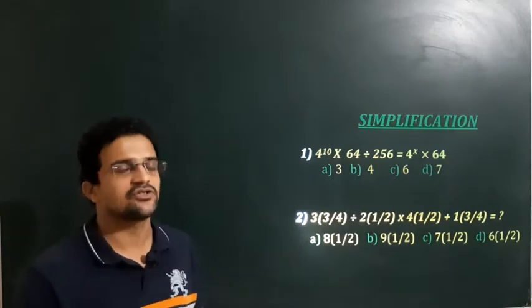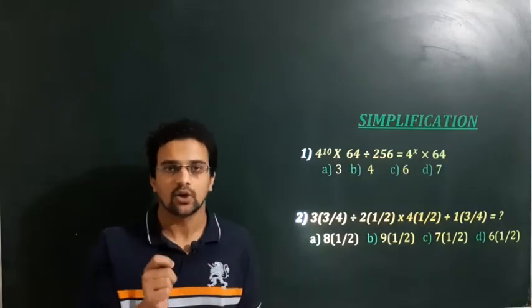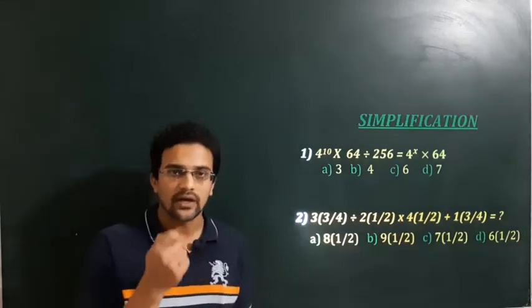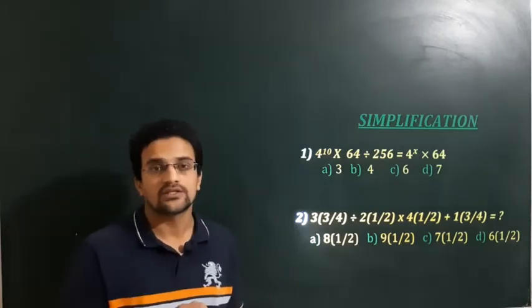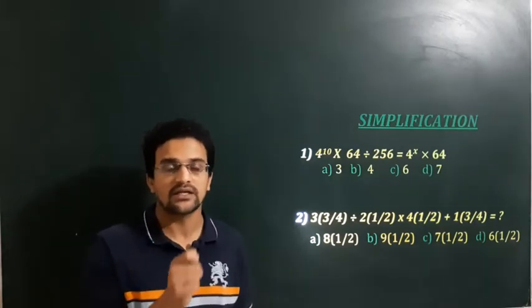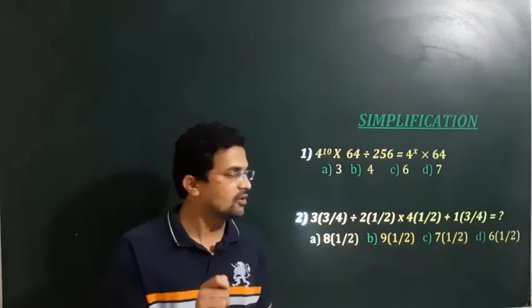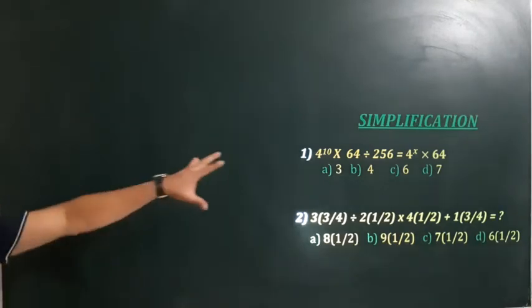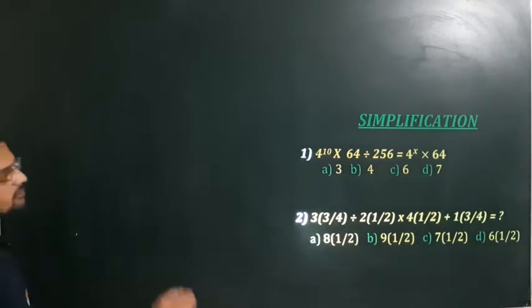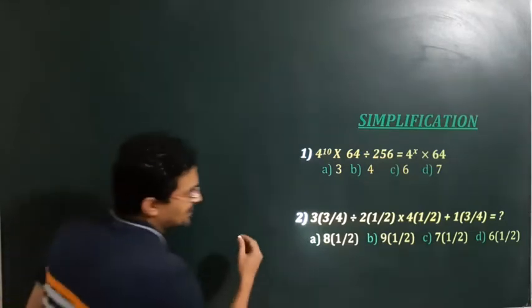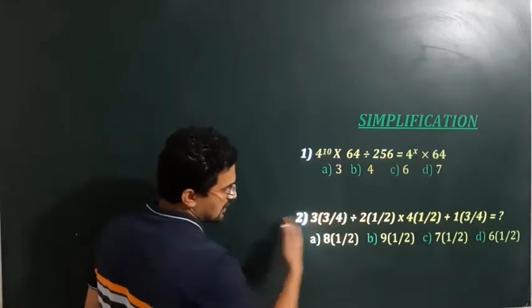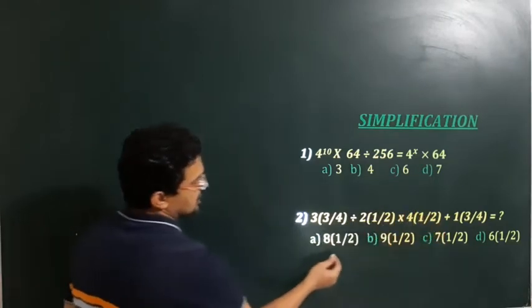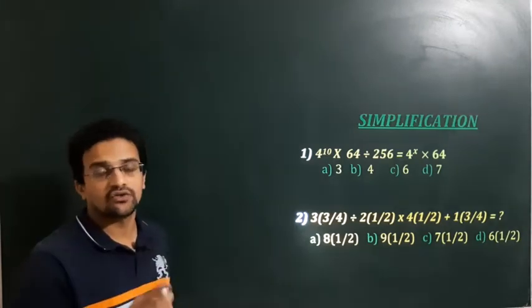Simplification, as usual, doesn't require any higher knowledge. On the basis of addition, multiplication, division, square, square root, or some formulas, you can easily solve this. You just have to know how to use those tricks. Before moving towards solving, you have to remember a rule. If many operators are there in an equation, like division, multiplication, plus, then which operator do you have to solve first?